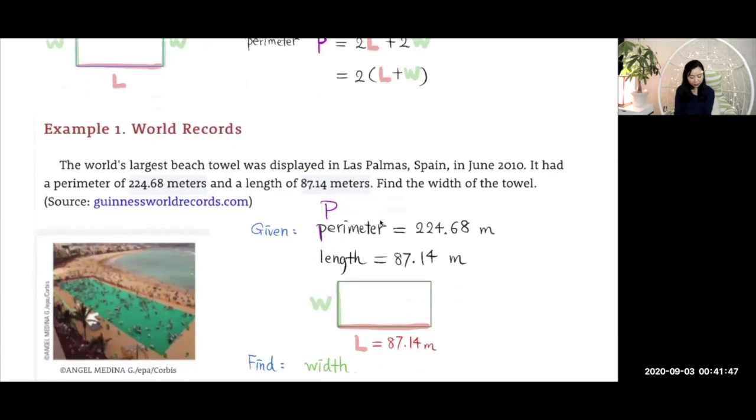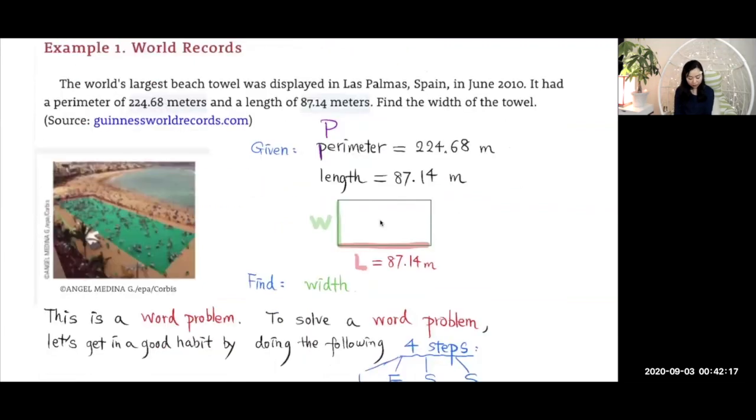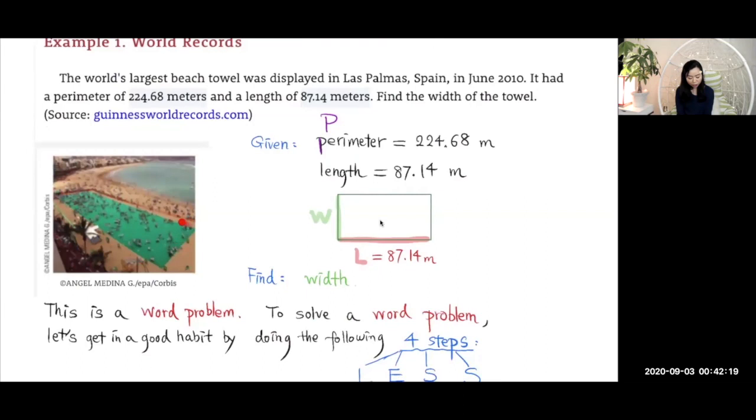So for example, in this example, we have: the world's largest beach towel was displayed in Las Palmas Spring in June 2010. It had a perimeter of 224.68 meters and a length of 87.14 meters. Find the width of the towel. As you can see, this is a large towel. This is the world's largest beach towel.